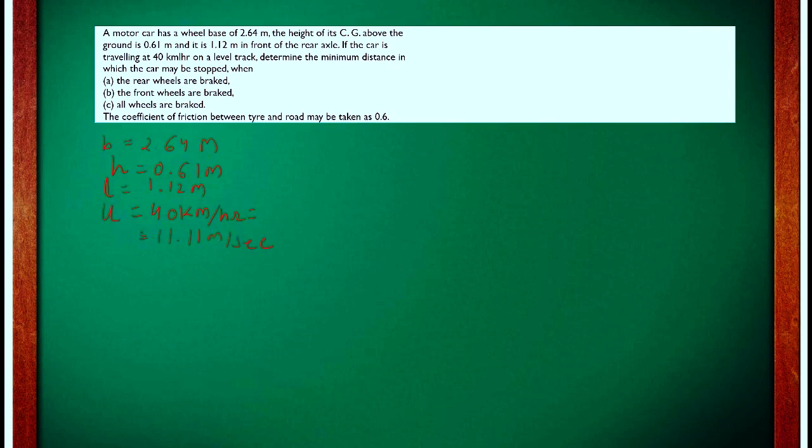What we have to find is the minimum safe stopping distance for rear wheel brake, front wheel brake, and when all four wheels are braked. Here, the coefficient of friction between the ground and our vehicle is given as 0.6. The first thing is to find this minimum stopping distance. The equation for that is provided by uniform acceleration theory, which is 2as equals v square minus u square, where we are given u, but we don't have a.